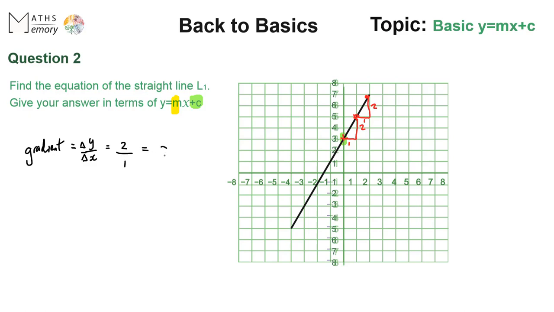2 divided by 1 is simply 2. So that's how easy this is, picking 2 points and finding your gradient as 2. So the final answer will simply be y equals 2x plus 3. Simple as that.